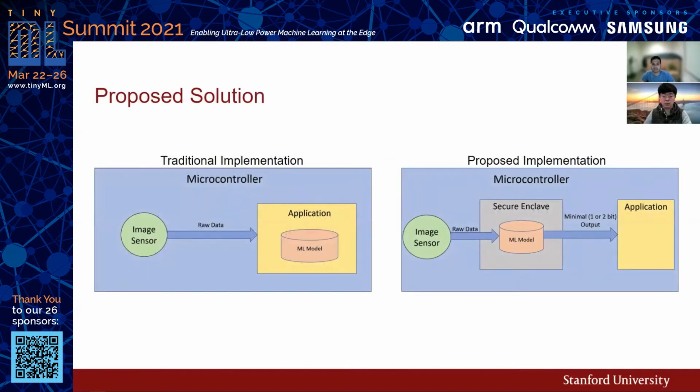The real concern is with the recording of raw sensor data, and our solution uses a secure enclave to interface with the sensor, store raw sensor data, and run the machine learning model. And to the application in the non-secure world, we only present a binary output. For example, is a person detected? And this also allows us to rate limit the outputs from the secure enclave.